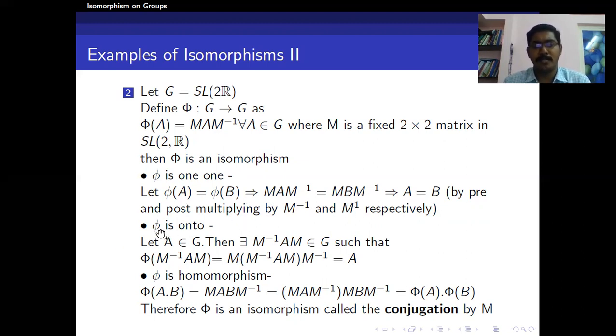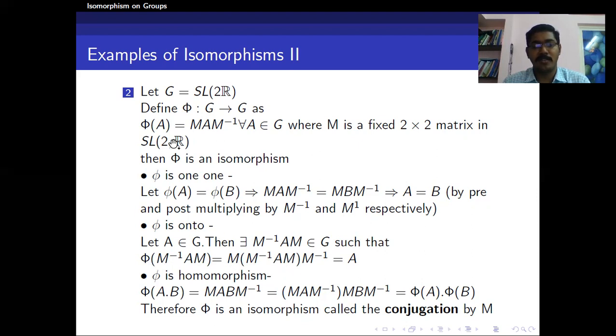Now we have to prove phi is onto. Let us choose a matrix A in G. Then there exists a matrix M inverse AM belonging to G such that phi of M inverse AM is equal to M into M inverse AM into M inverse.